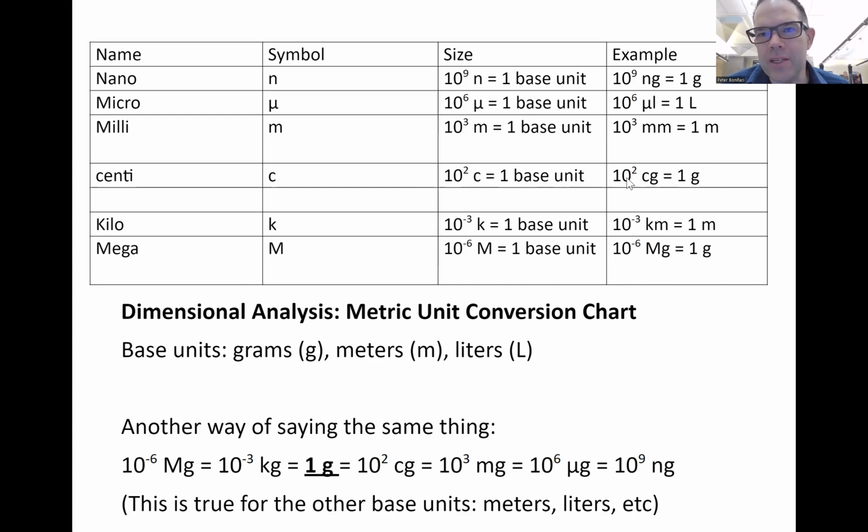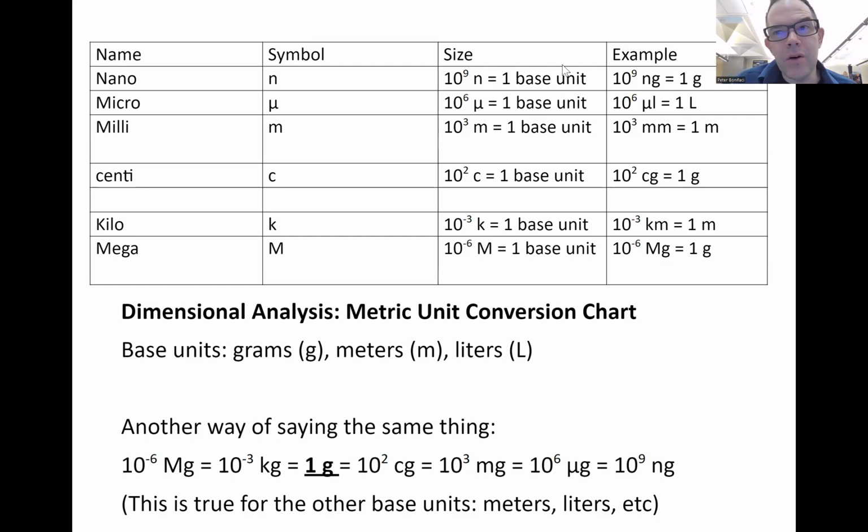And here's an example of that. 10 to the 2 centigrams is equal to 1 gram, okay? You've probably heard of milli before, like millimeter, right? Well, it's 10 to the 3. So 10 to the 3 millimeters is equal to 1 meter. Here's that exact thing written out.